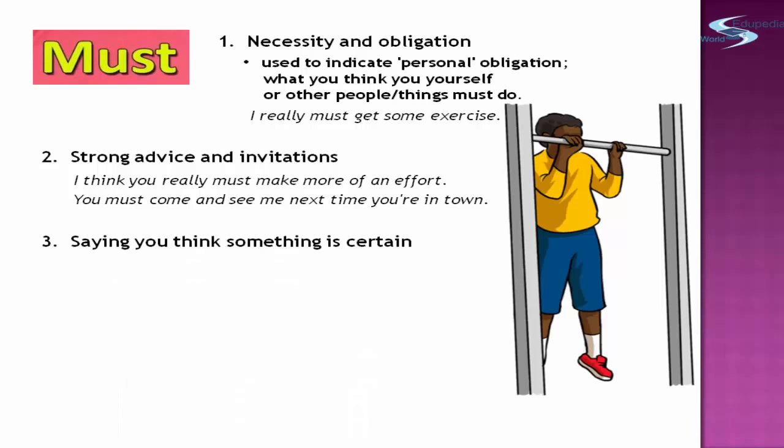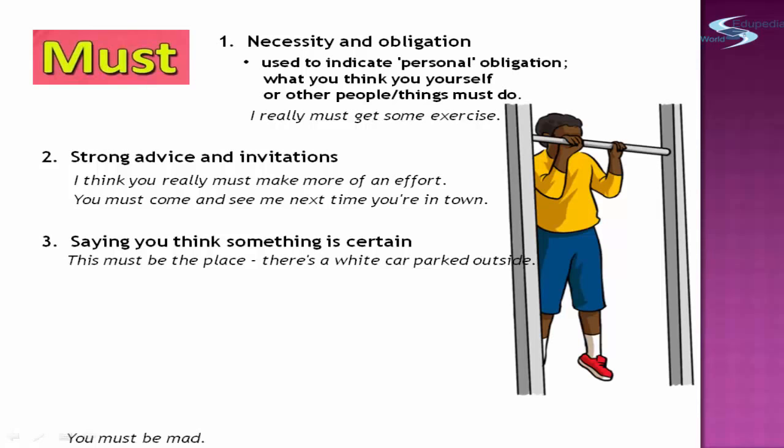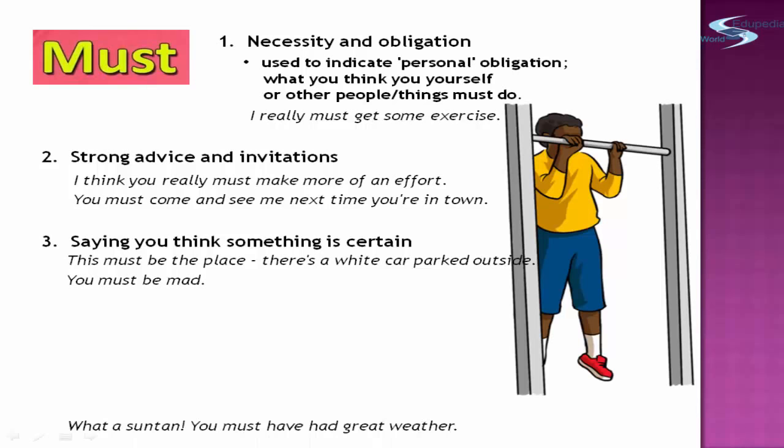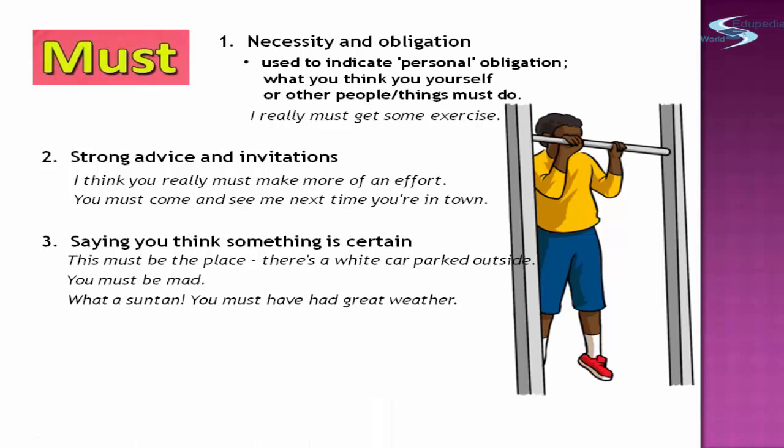The third function of the modal must is for saying you think something is certain. This must be the place. There's a white car parked outside, so it is certain. You must be mad. What a sunny time. You must have had great weather.